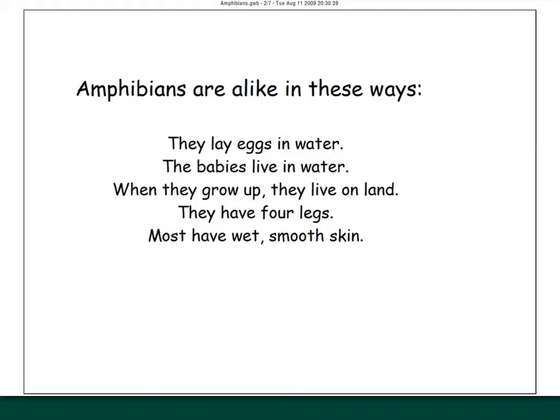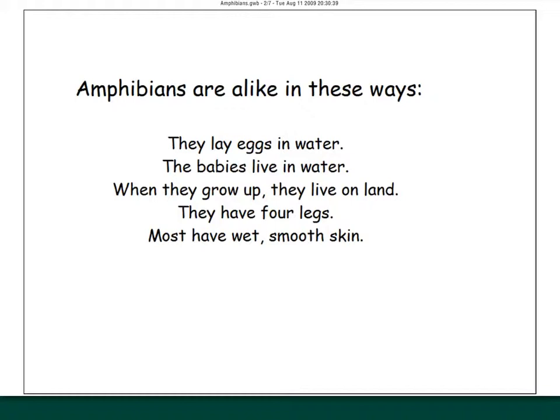Well, to live on land, they need certain things. Think, you and me live on land because we have what organ to help us breathe? Lungs. So that means if the babies live in water, do they have lungs? No. They have gills, much like a fish. So babies look one way, have gills, breathe that way.